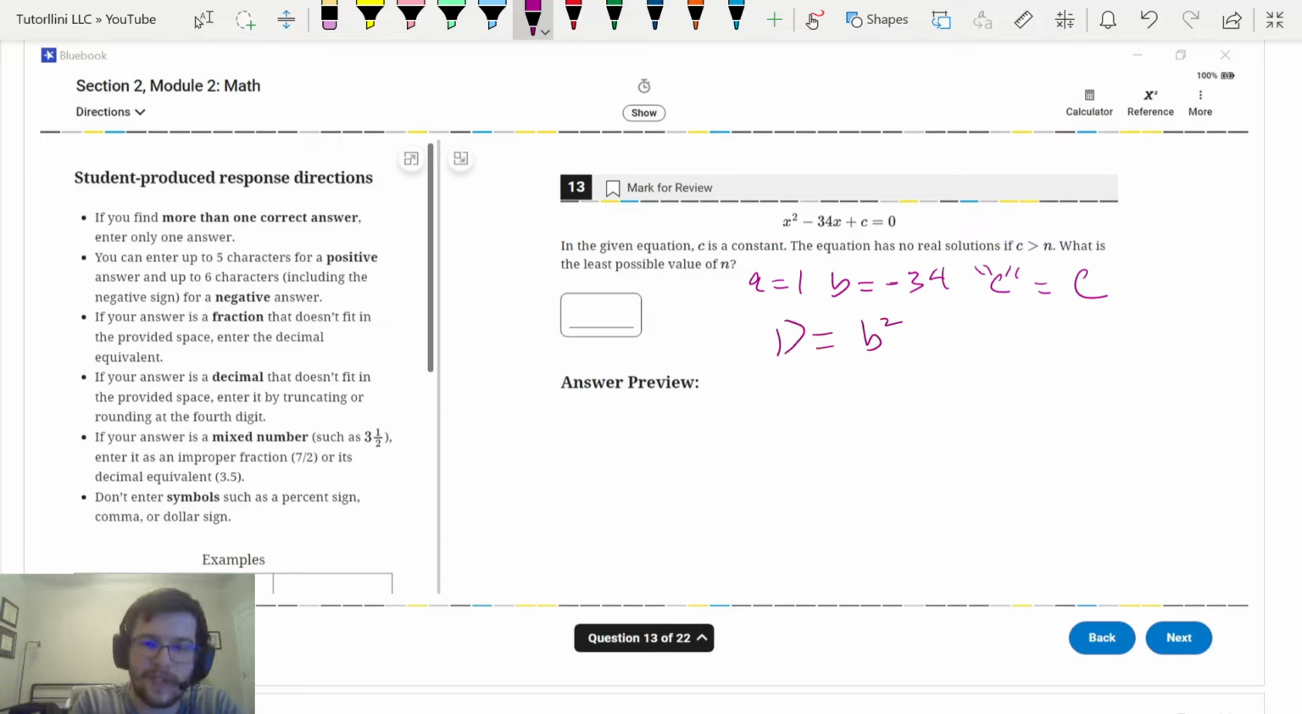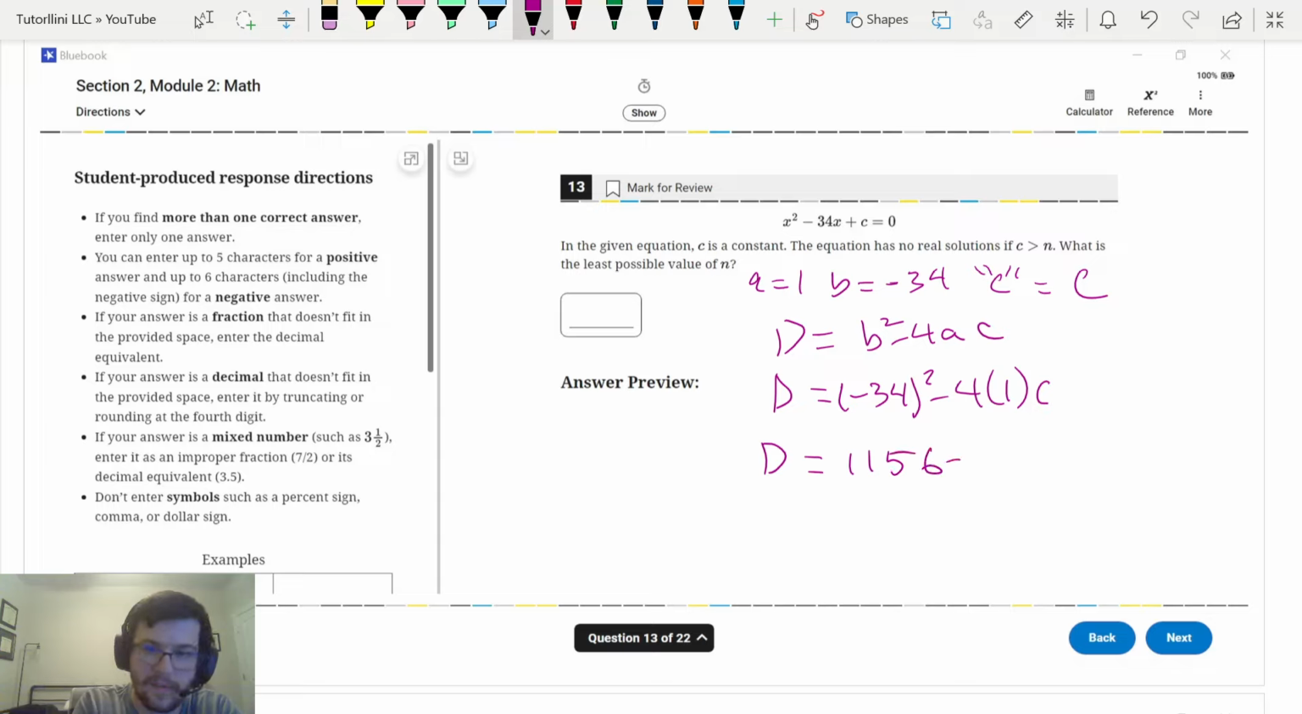So now we're going to do D equals B squared minus 4AC. So D equals negative 34 squared minus 4, A is 1, and then C is just C. So we get D equals 1156 minus 4C. And now they said no real solution. So that means that it is negative, so less than 0. I made a table on this earlier in the video. Go back and watch it.